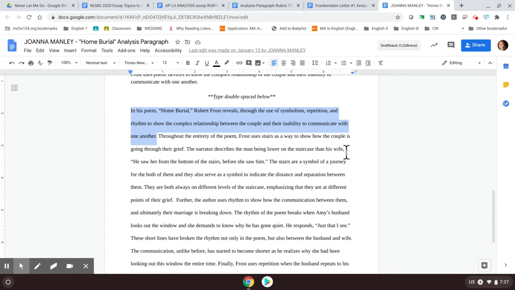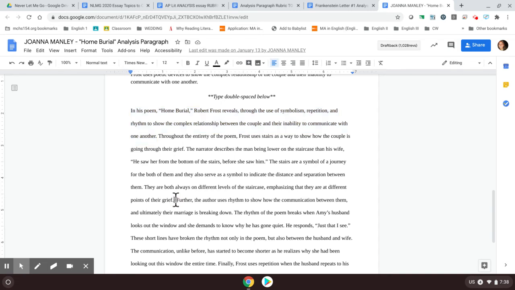And then we have a quote inserted here. This is a really good job because now I know that this person has started to elaborate. They're not just going to say the author uses the stairs to show that they can't communicate and then move on. This person is going to explain their thought process of why the stairs are important. The stairs are a symbol of a journey for both of them, and they also serve as a symbol to indicate the distance and separation between them. They're both always on different levels in the staircase, emphasizing that they're at different points of their grief.